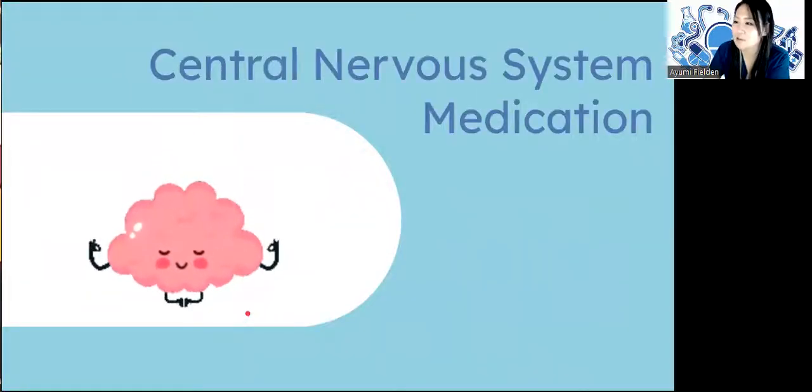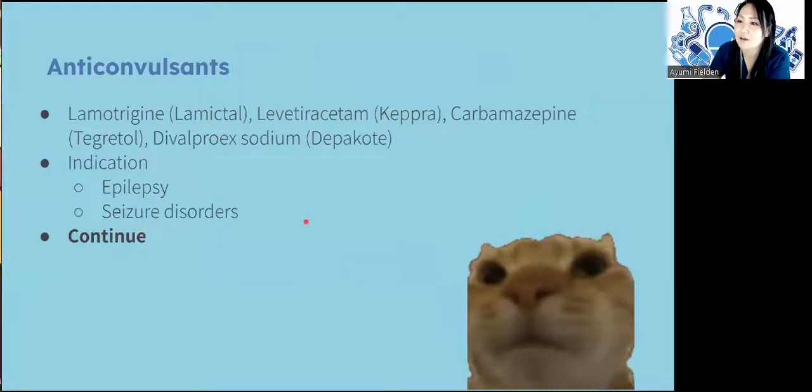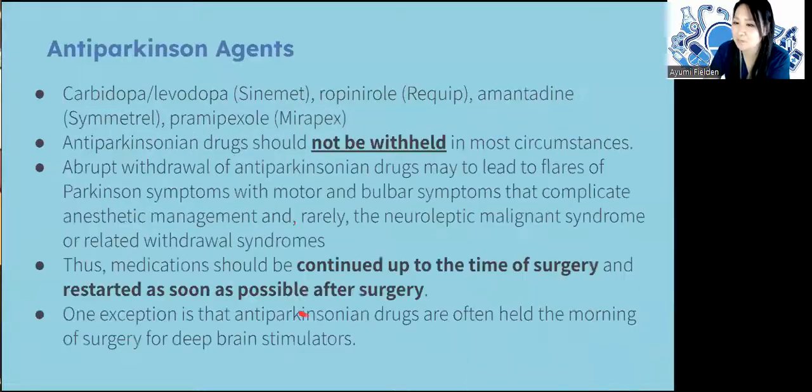So let's talk about the central nervous system medication, like your anticonvulsants. Oh my goodness, please do continue them. And most of those medications are available in IV form. So if they do miss a dose, let the anesthesia know, right? So we can give this dose in IV. So continue. We don't want this patient having a seizure post-op or during a procedure.